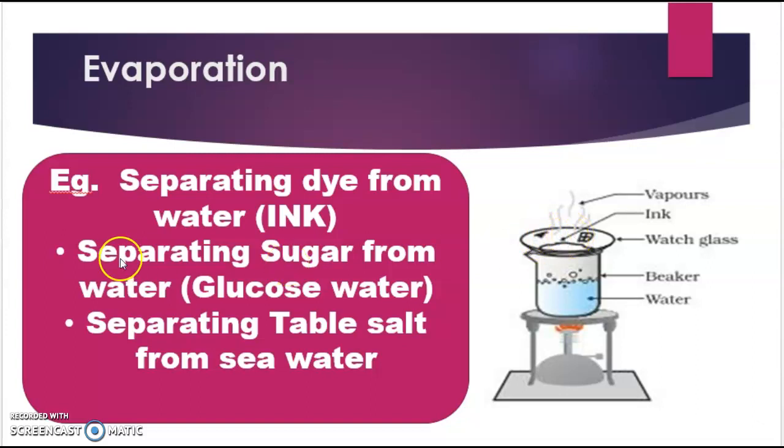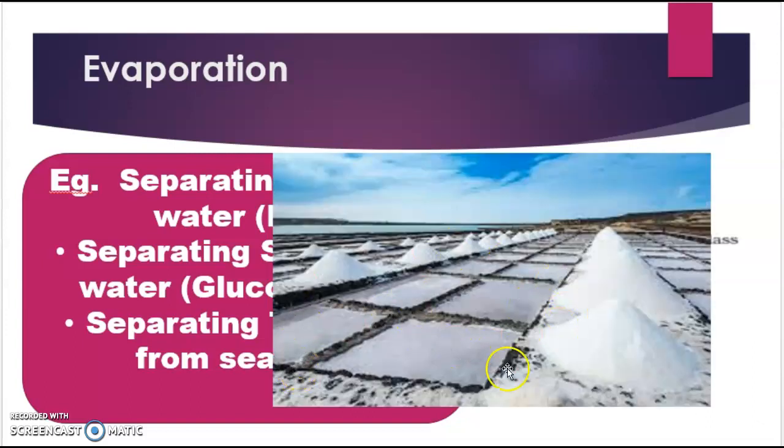Another example is separating sugar from water. When we heat glucose water in our kitchen, what happens? After some time you see a solid crust left behind and all the water vaporizes. This process is known as evaporation. In many parts of the world, table salt is obtained from the evaporation of seawater. The heat for the process comes from the sun. Once the seawater in this evaporation pond has evaporated, the salt can be harvested. This picture shows how we can harvest salt from seawater by evaporation.